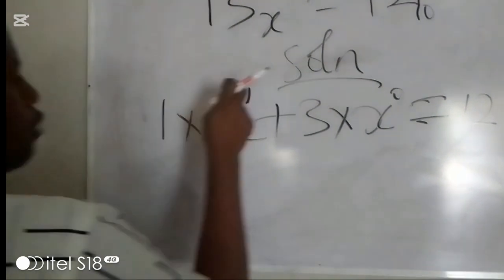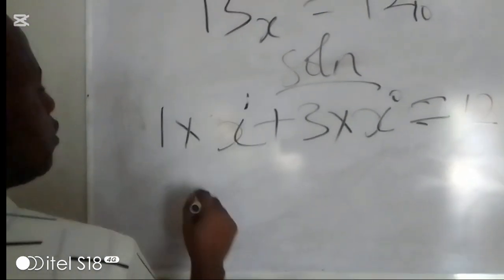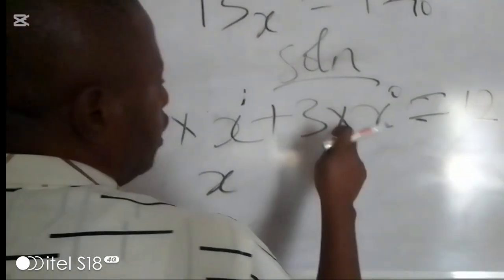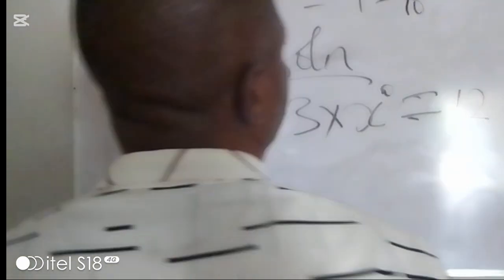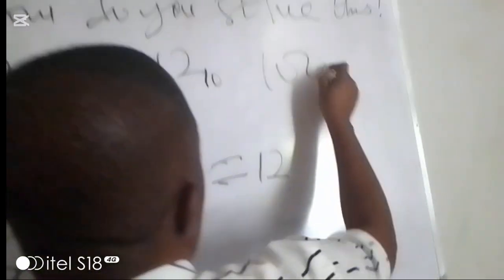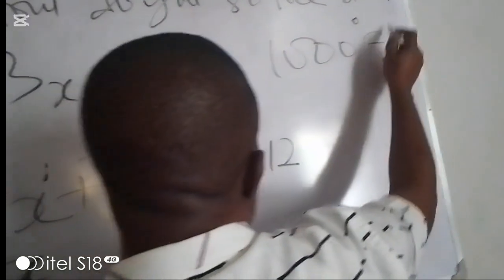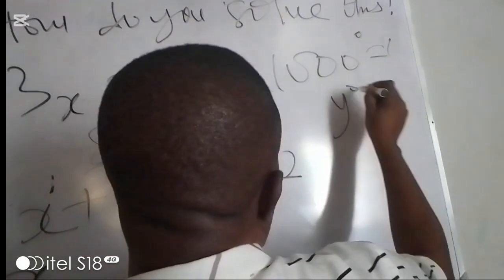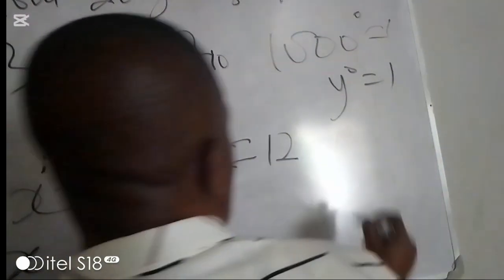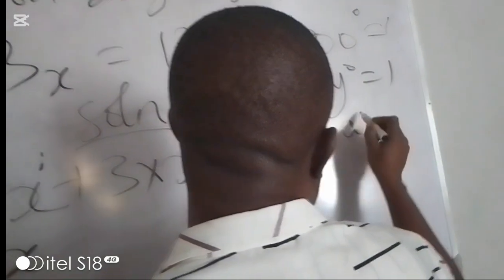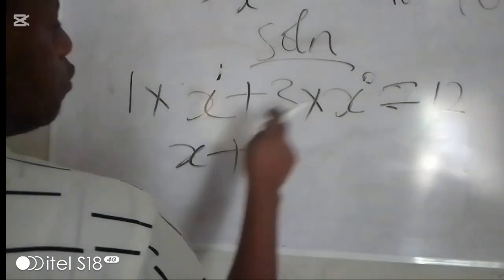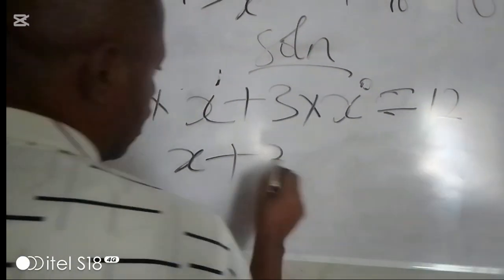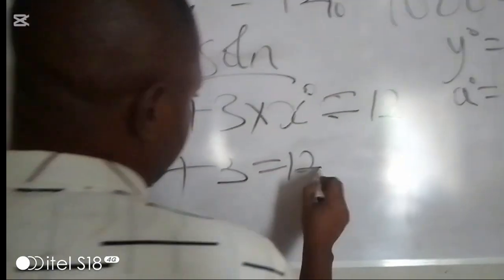1 times x raised to power 1 is x. 3 times x raised to power 0. Anything raised to power 0 is 1. For example, 1000 raised to power 0 is 1. Y raised to power 0 is 1. A raised to power 0 is 1. So x raised to power 0 is 1. It becomes 3 plus 3 times 1, which is 3, equal to 12.